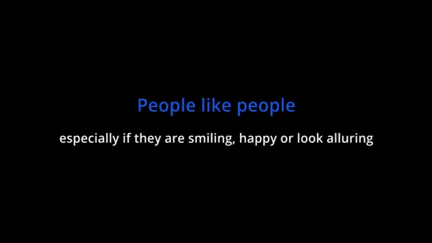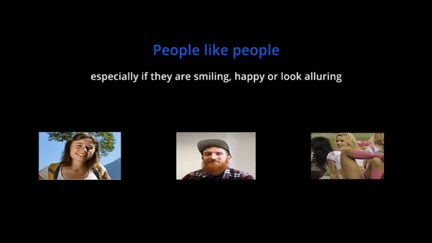Now let's have a look at some of the things which people are drawn to in images. People like people, especially if they're smiling, happy or look alluring. In fact, we're wired to pay attention to people's faces and to notice them immediately. And this is probably something that's evolved as a survival trait throughout human development. But it's very powerful, and it means we're very quickly drawn to images of people, particularly if they look happier.